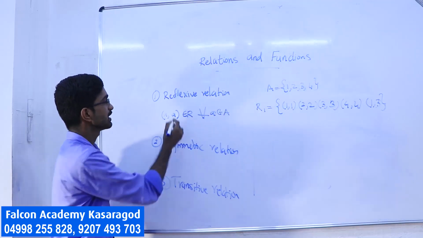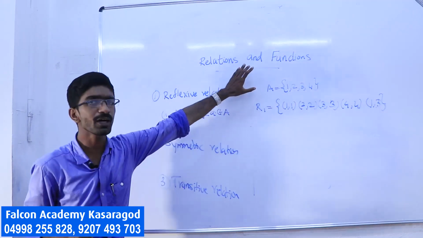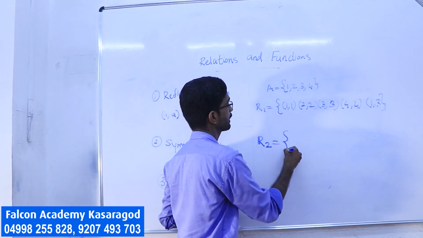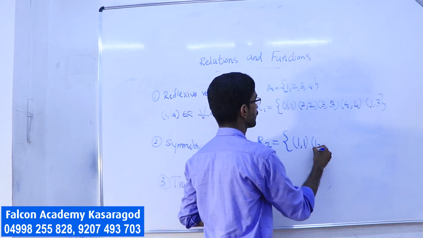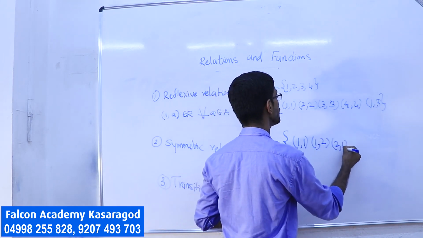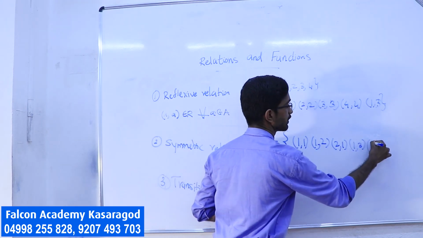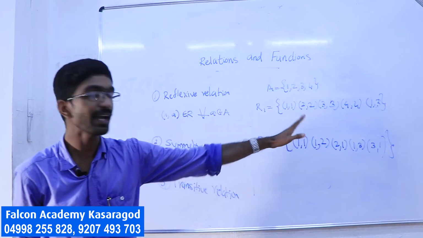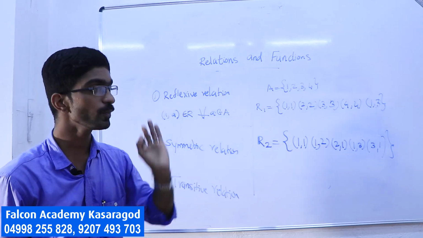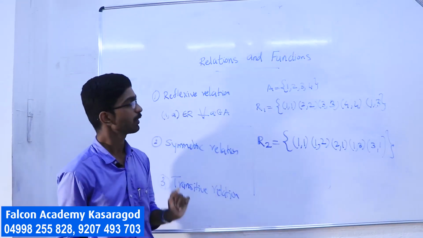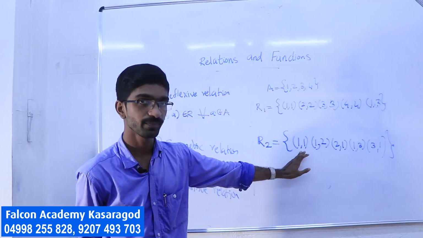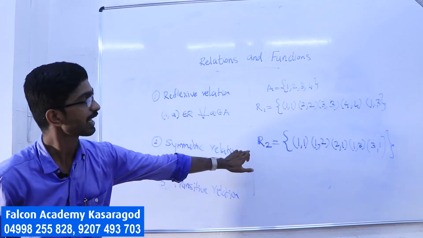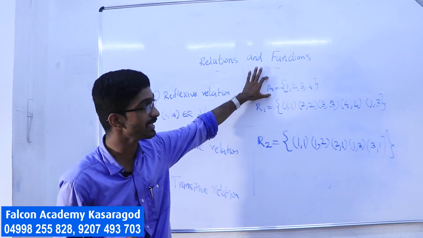The second type is symmetric relation. Now consider the same set. I can define R2 as the pair 1, 1, 1, 2, 2, 1, 1, 3, 3, 1. Okay, the set contains 5 elements: 1, 1, 1, 2, 2, 1, 1, 3 and 3, 1. Now see, 1, 1 is there, 2, 2 is not there. So I can say R2 is not reflexive because the set is A.